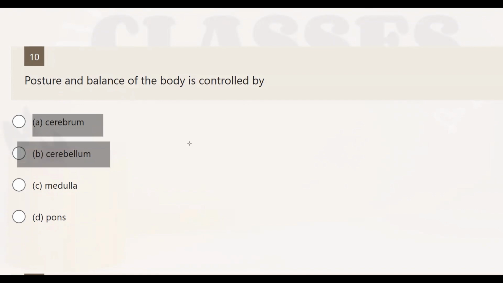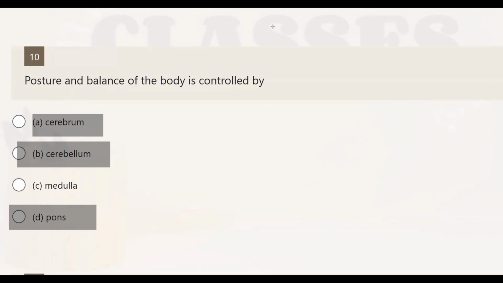and precision of voluntary action, like picking up a pen and all. The medulla has a role in controlling involuntary actions like blood pressure, salivation, vomiting, etc. Similarly, the pons also carries some involuntary actions, like regulation of respiration.